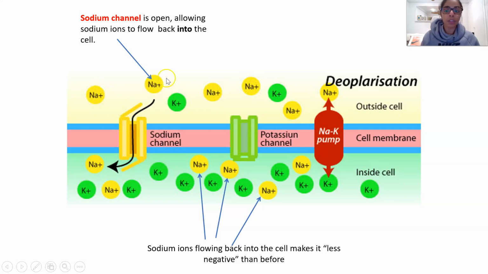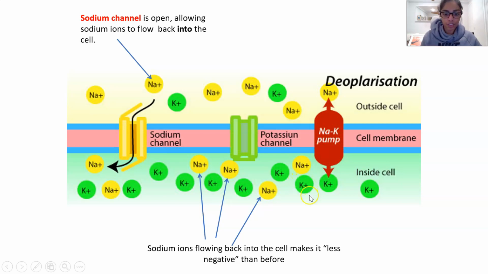So in depolarization, we are looking at simple diffusion. Sodium ion channels open and sodium diffuses from a high to low concentration gradient. Because we have more sodium moving in, this means that the internal environment is less negative than it was before. So for example, if it climbs up to -60, that's less negative than -70.